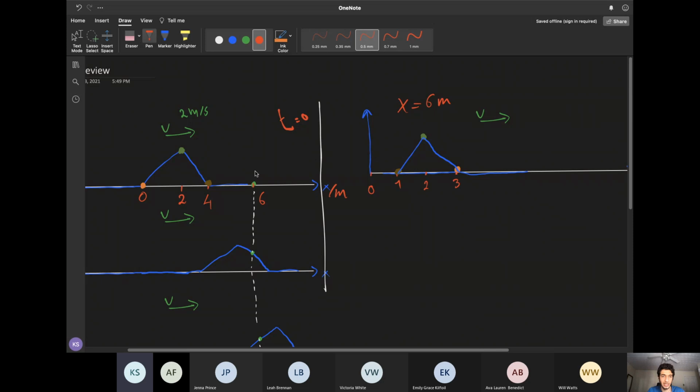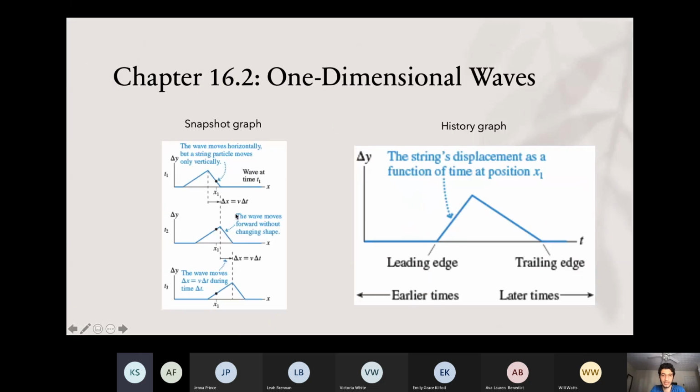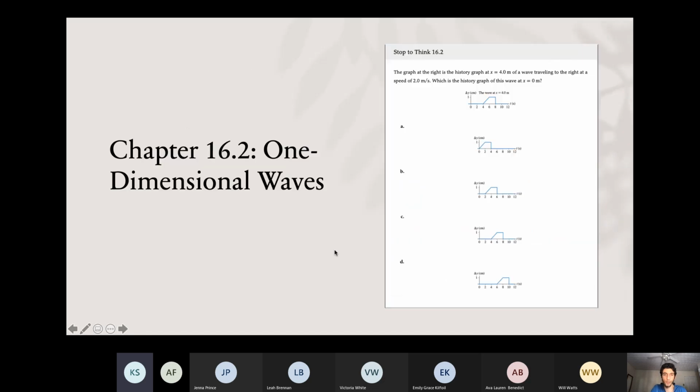As you can see, the difference between those two graphs is just a mirror. If you put a mirror halfway in there, the history graph will be the mirror image of the snapshot. So this is how to get from a snapshot to a history graph: just take the mirror image of that.